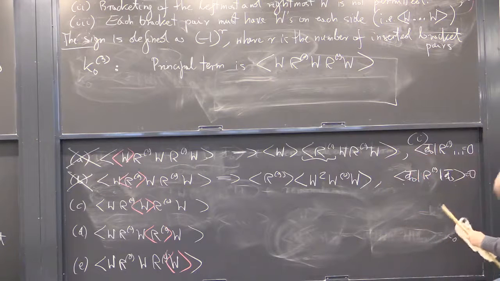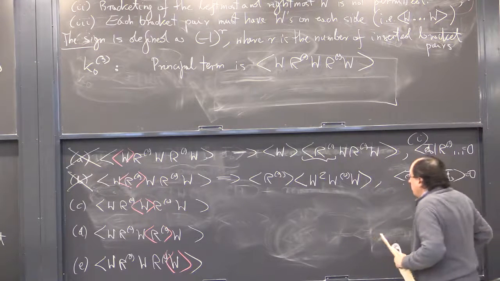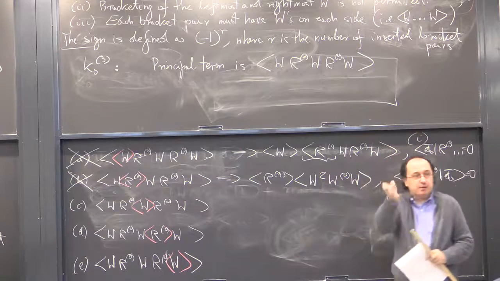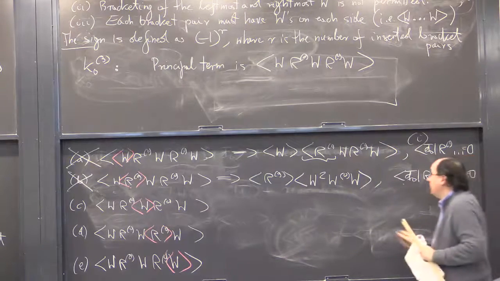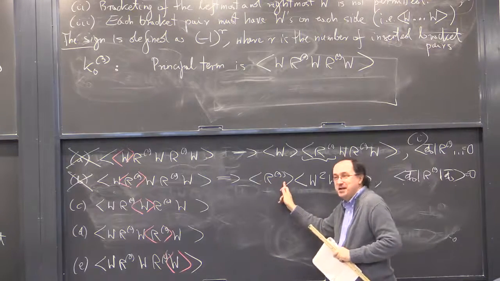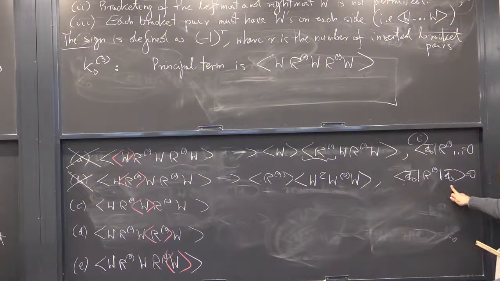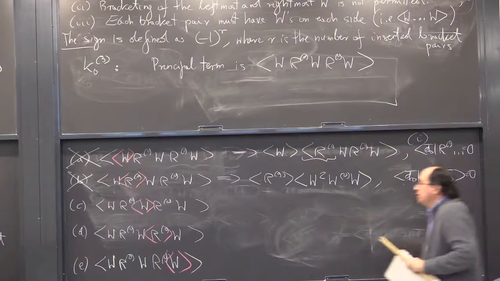Here, you can see that we said in rule 2 that each bracket must have W on each side. Well, it doesn't. There's no W here. So we violated the rule and we failed. But now you understand why we failed, why we have that rule. So that means that this is a no-go.